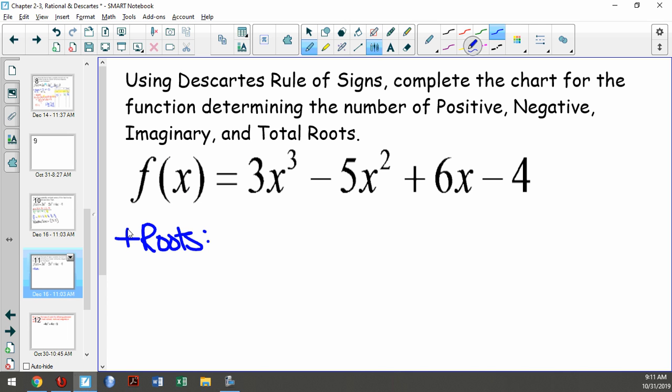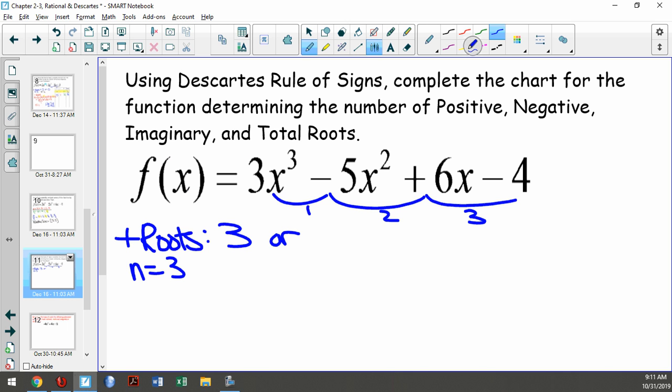I'm going to count the sign changes in what? The original, or f at negative x? The original. So a positive 3 to a negative 5, there's one sign change. A negative 5 to a positive 6, there's two sign changes. A positive 6 to a negative 4 is another sign change. Do we all understand that there are three sign changes? Meaning n is equal to 3. So my number of roots are going to be 3.